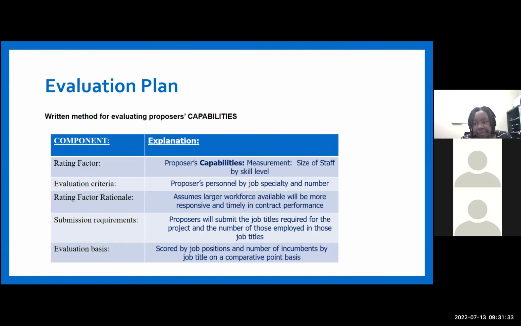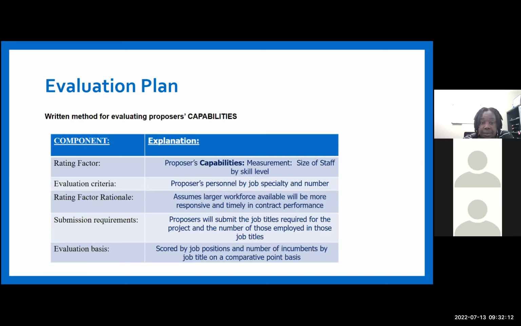So since we have our RFP in place and we know our evaluation criteria, we now have to have an evaluation plan. This is our evaluation plan for capabilities. We want to measure the size of staff by skill level. The evaluation criteria is the personnel by job specialty and number. The rating factor assumes a larger available workforce will be more responsive and timely in contract performance. This is why we're using this one, because we want to make sure that we get someone with enough personnel to be able to complete the project in a timely manner.